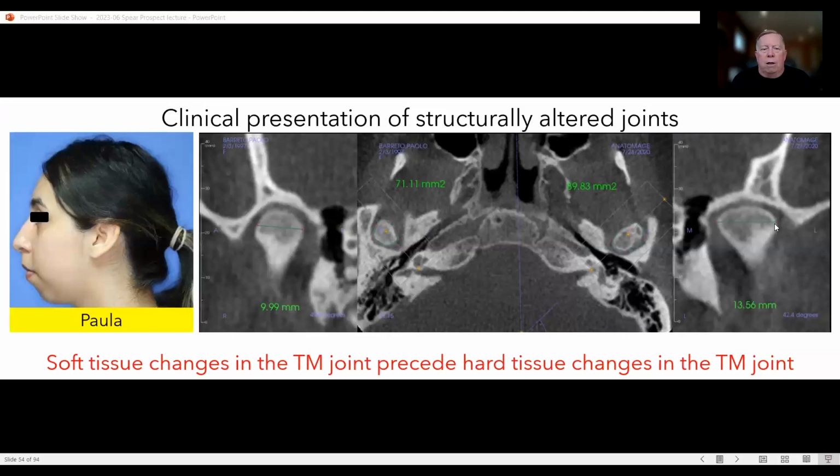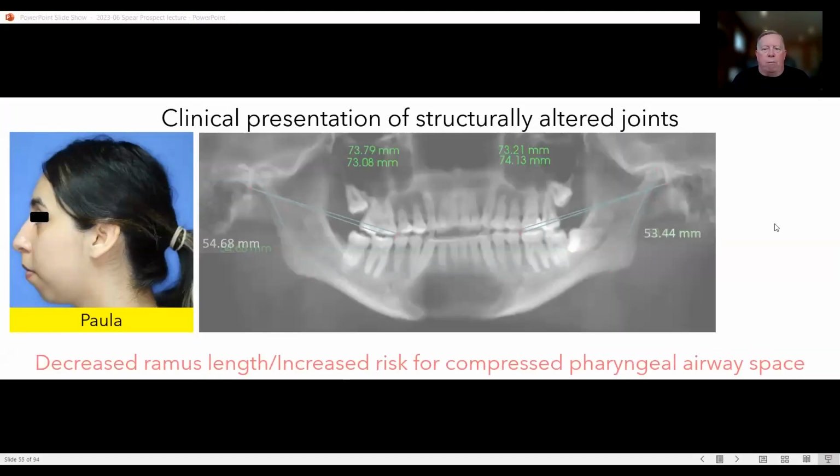Here's Paula. Again, small condyles again. You have to suspect that the disc came off before growth was done.